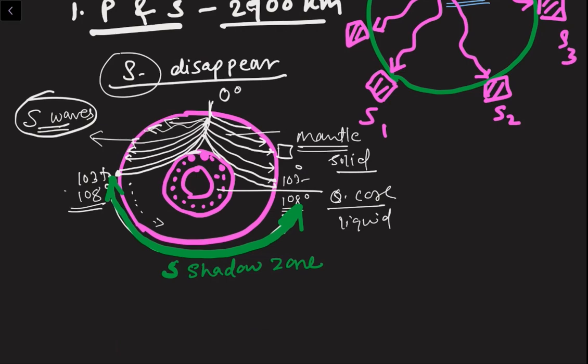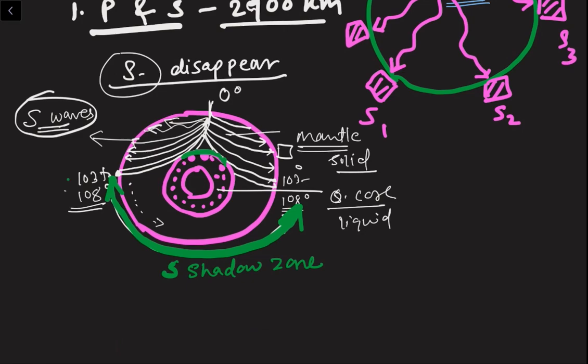So why are they not coming in the S shadow zone? Because when they come in contact with or near this area, there is a liquid core, the outer liquid core. So when they come near it, they cannot go inside, and that's why they disappear, because they cannot travel in a liquid medium. Okay, till here does anyone have any doubt?